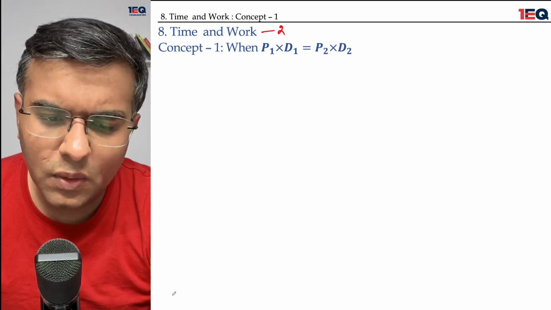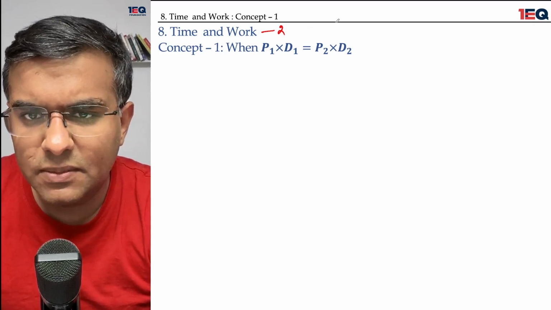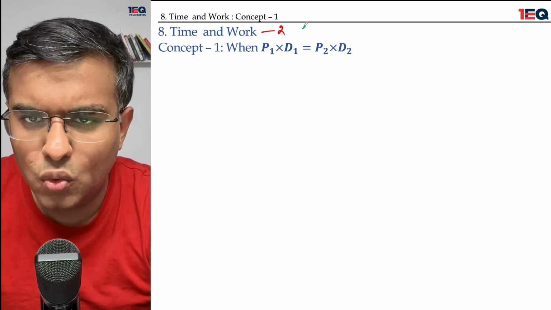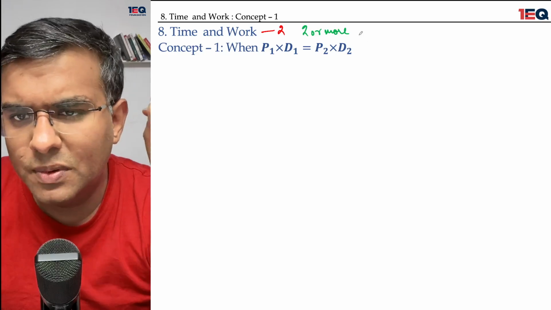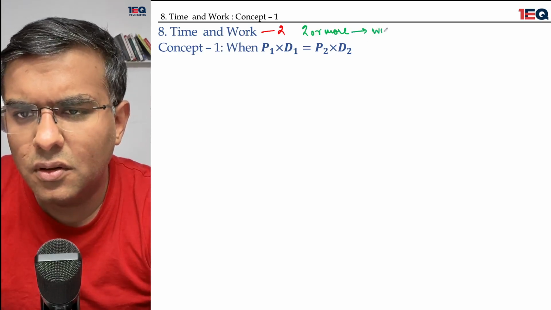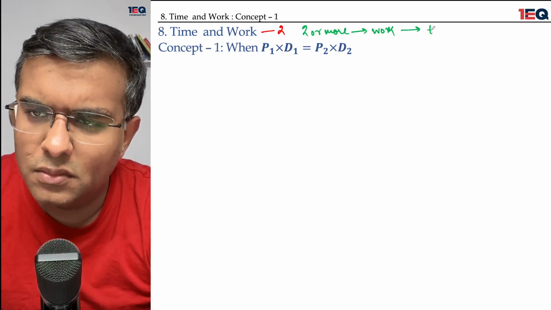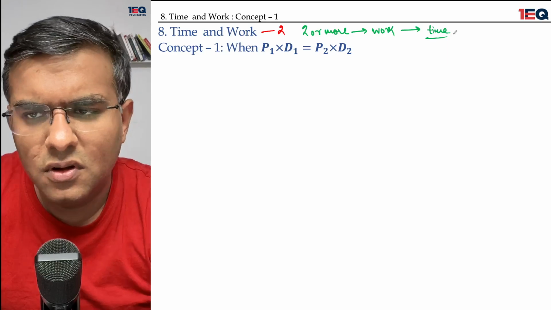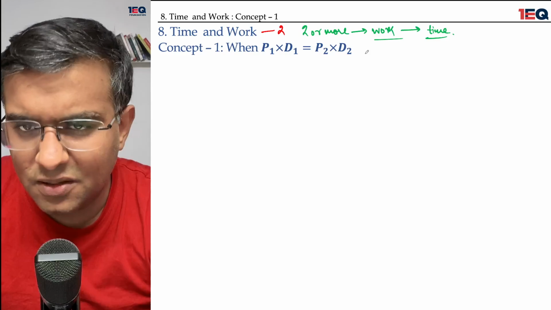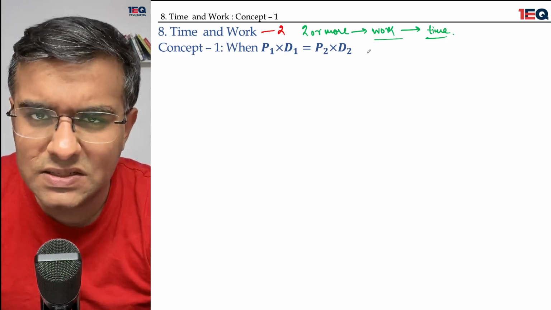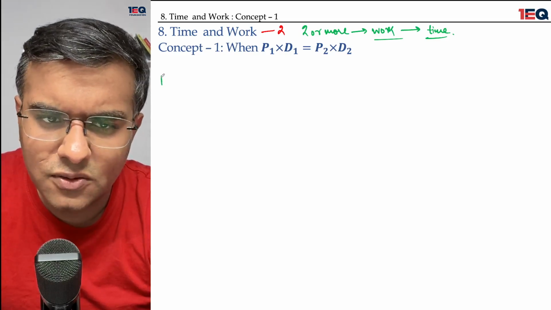So, what are we looking at? Time and Work is a chapter in which two or more people get involved in some work, and we have to determine the time that it takes to finish the work. Okay, it is as simple as that. As simple as this statement is, the chapter is also that simple. You only have to understand three or four concepts.